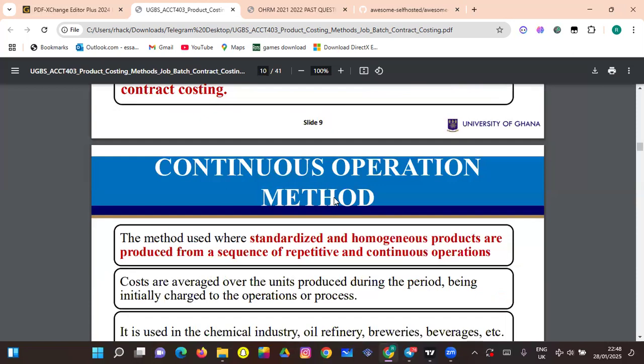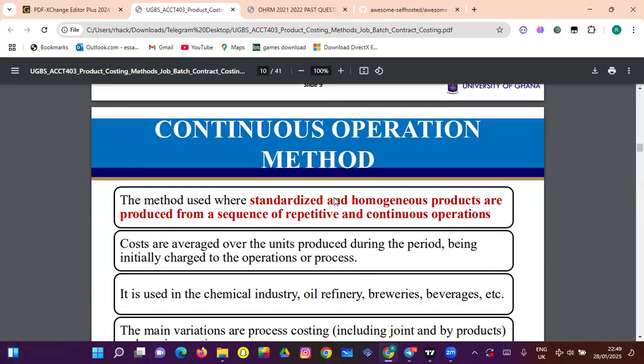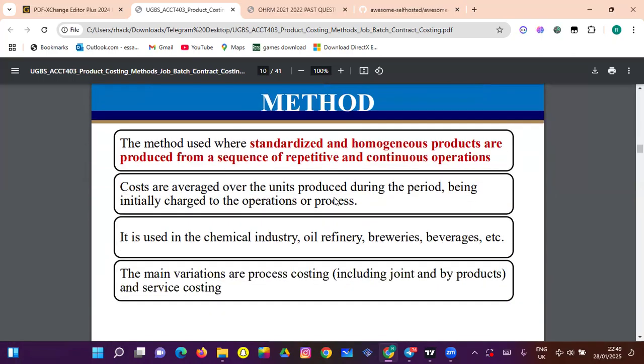Then let's talk about the continuous operation method. This method is used where standardized and homogeneous products are produced from a sequence of repetitive and continuous operations. I use ideal work as an example here, right? So costs are averaged over the units produced during the period, being initially charged to the operations or process.